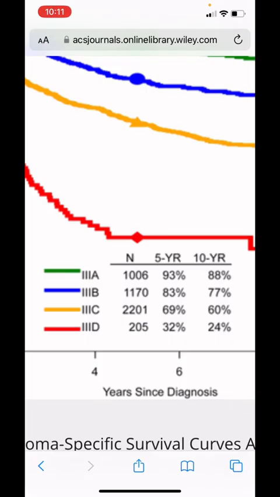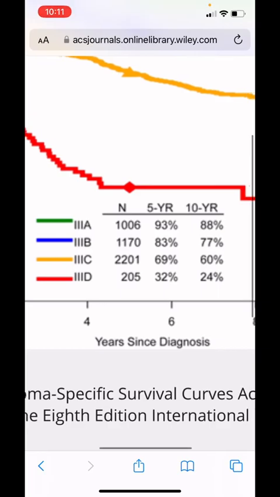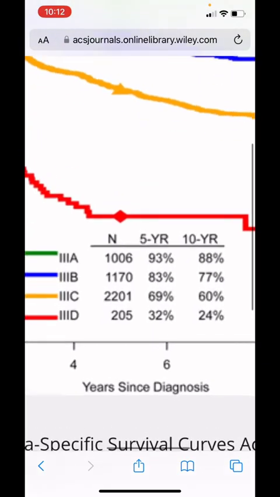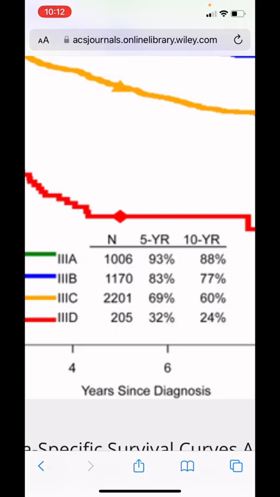So stage 3D, look at the 5-year overall survival, only 32% survive for 5 years. The remaining will die as a result of developing stage 4 disease. The 10-year overall survival for stage 3D is only 24%. So most of the people will die as a result of stage 4. Stage 3A, though, has a better prognosis, of course, than stage 3B, 3C, and 3D melanoma. So it can give you an idea about the seriousness of your melanoma, about the prognosis.